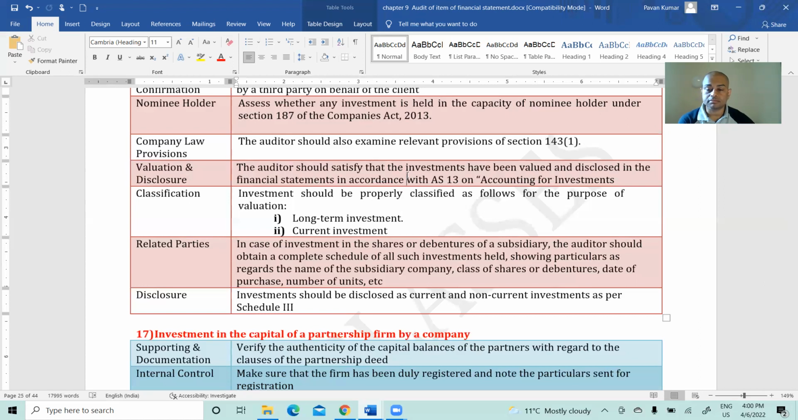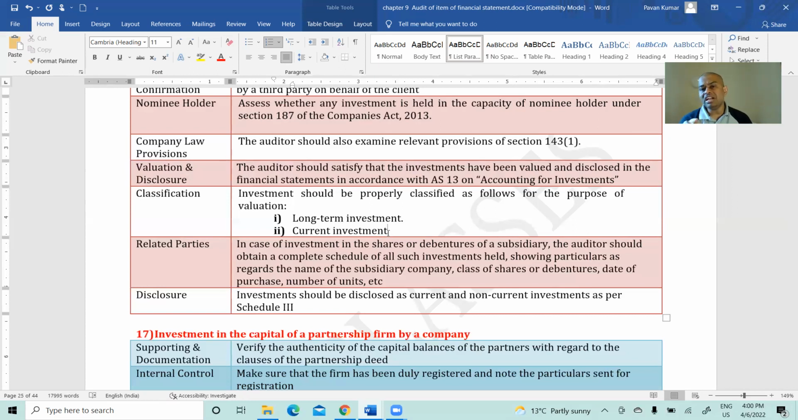Valuation and disclosure. The auditor should satisfy that the investments have been valued and disclosed in the financial statements in accordance with AS 13 on accounting for investments. Classification. Investment should be properly classified as follows for the purpose of valuation. Long-term investment, current investment. What are the rules for long-term investment? What is the rule for long-term investment valuation? It should always be valued at cost. Current investment, cost or market price, whichever is lower.